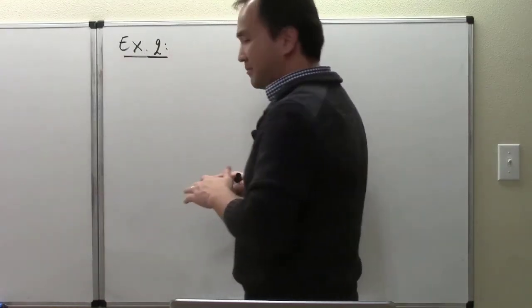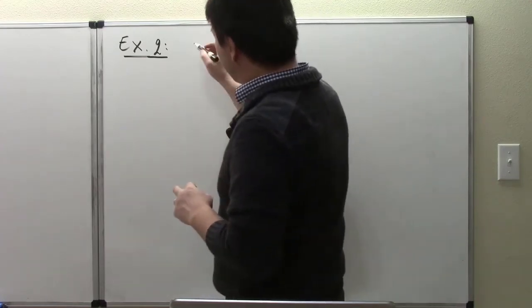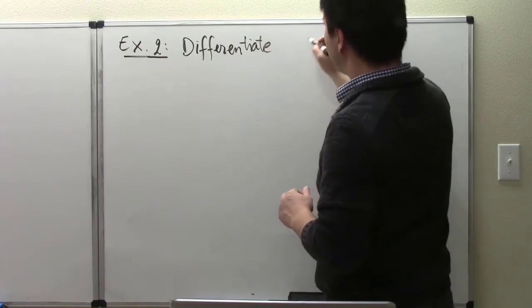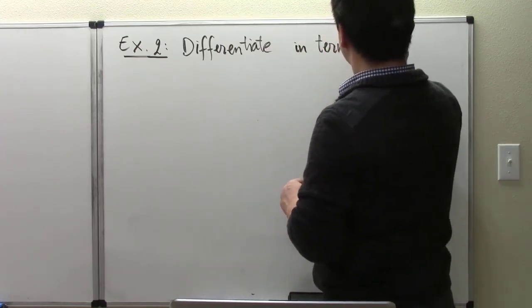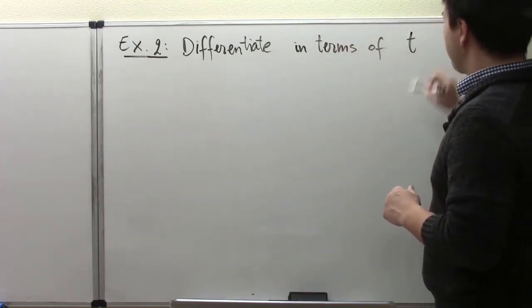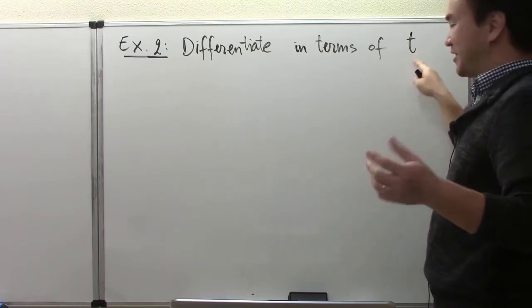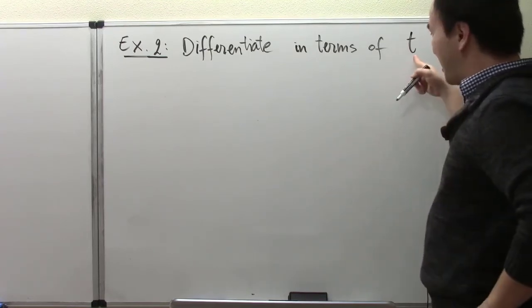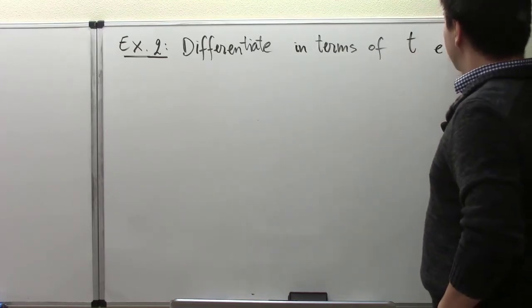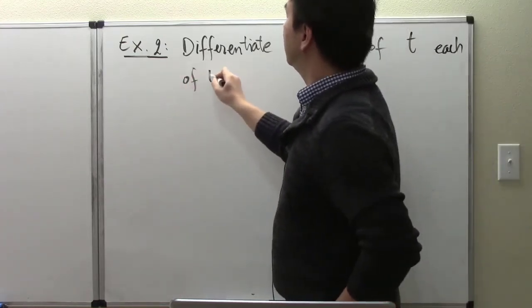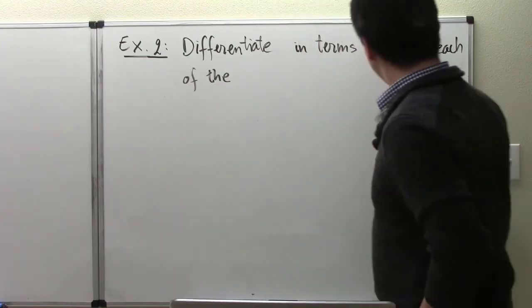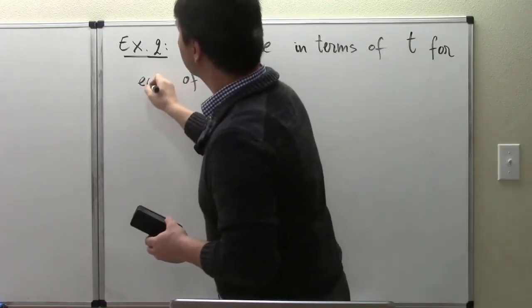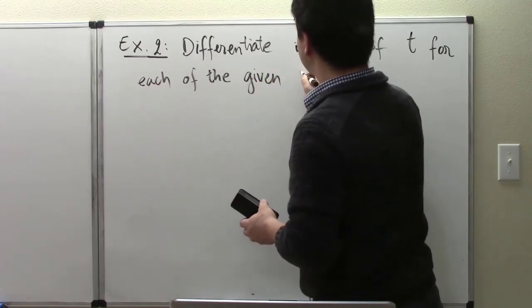Okay, and so I'm going to revise my instruction of the example a bit. So here I'm going to say we want to differentiate in terms of t. And really at this point t is just a variable choice of mine. But in other cases, watch out, it could be s, it could be u, it could be v, it could be whatever. So differentiate in terms of t each of the given equations, and I mean for each, we do this work.